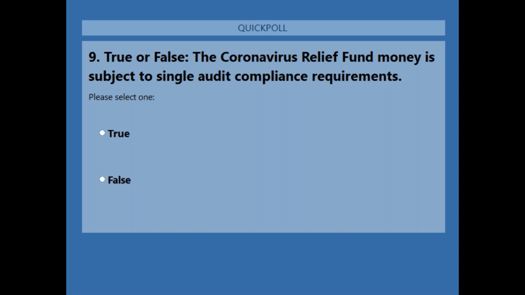So we'll give everyone just a couple more seconds to answer this question. Based on what Gwen has told us so far, the answer is true. So we'll go ahead and close out the poll.